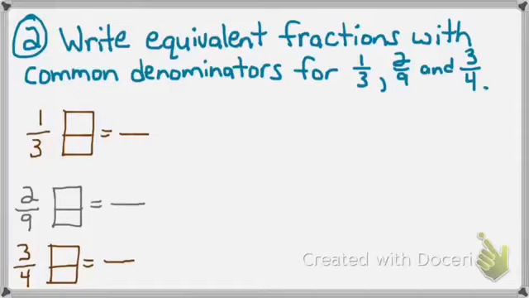I have to go back and look at all of my denominators, because to find equivalent fractions with common denominators, I need to find the LCM or LCD. So my denominators are 3, 9, and 4. Remember, I'm going to write these down from top to bottom, and it's best to start with my largest number first. So I have my 9, then my 4, and then my 3.